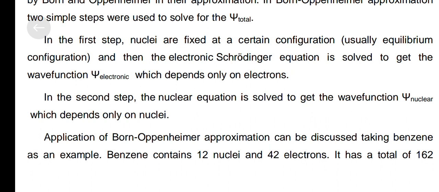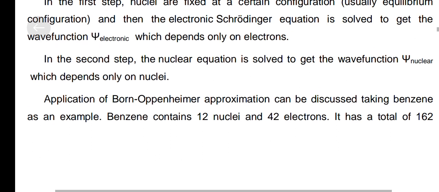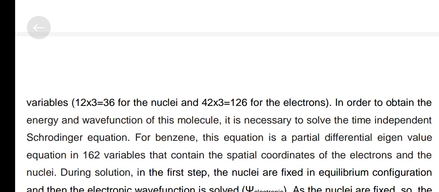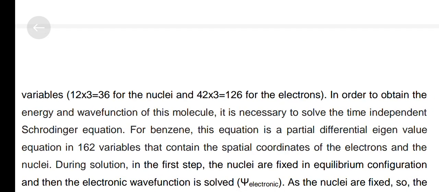Benzene contains 12 nuclei and 42 electrons. It has a total of 162 variables: 12 into 3 is equal to 36 for the nuclei, and 42 into 3 is 126 for the electrons. In order to obtain the energy and wave function of this molecule, it is necessary to solve the time independent Schrodinger equation. For benzene, this equation is a partial differential eigenvalue equation in 162 variables that contains the spatial coordinates of electrons and the nuclei.